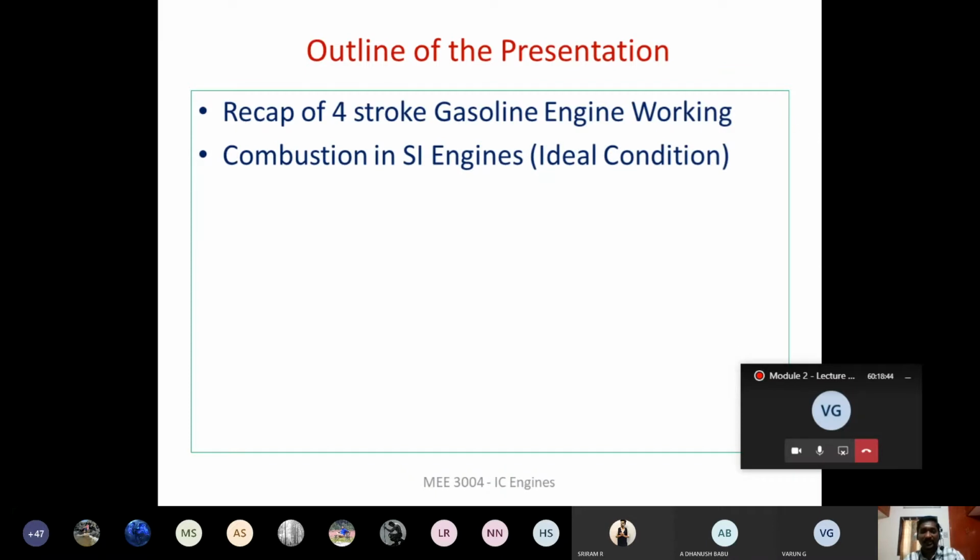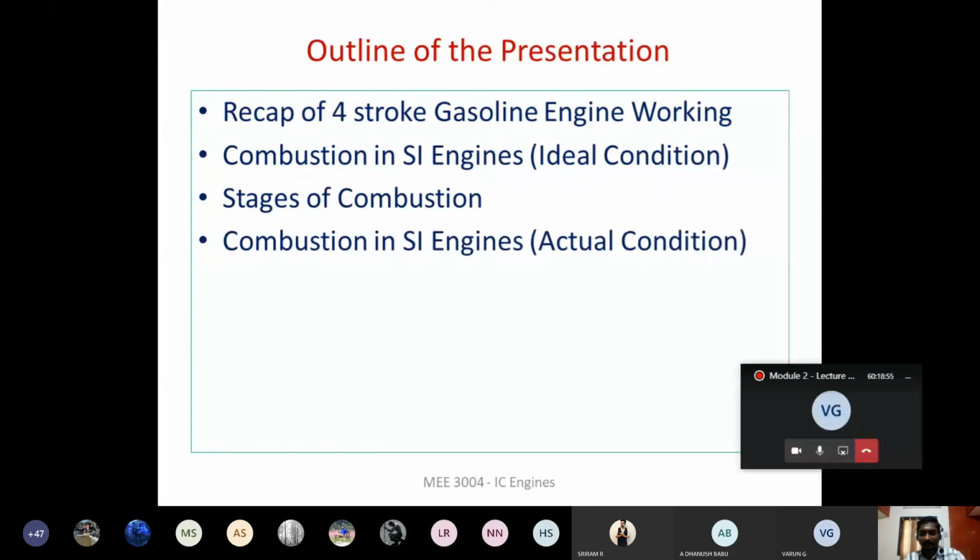under ideal condition. Theoretically, how do we have the combustion process in SI engine? That we will start, and then we will go to the actual stages of combustion, combustion in SI engine under actual condition. Then finally, we will be discussing some of the terminologies related to the combustion in IC engine. Okay, so this is what we are going to discuss today.